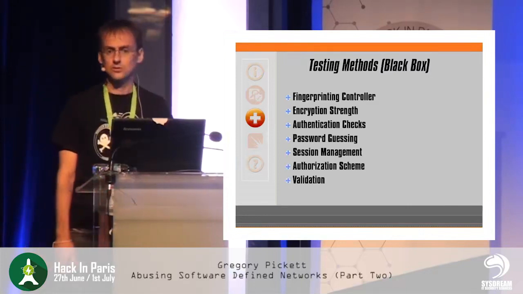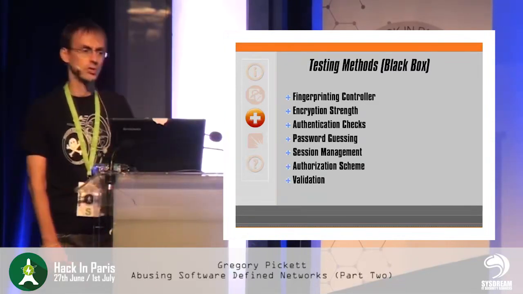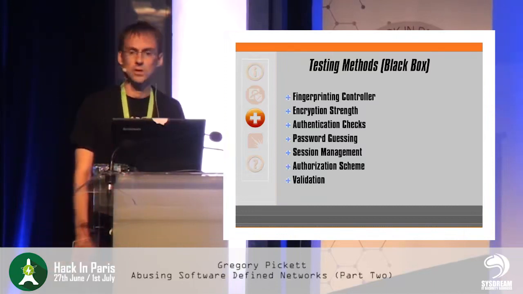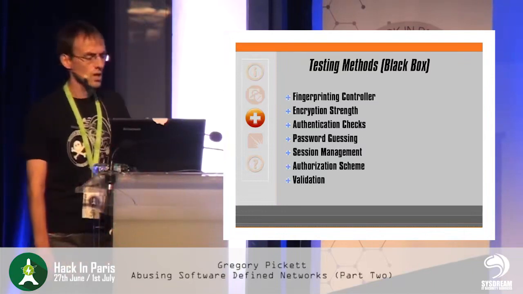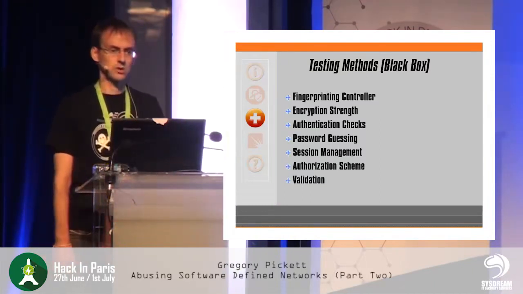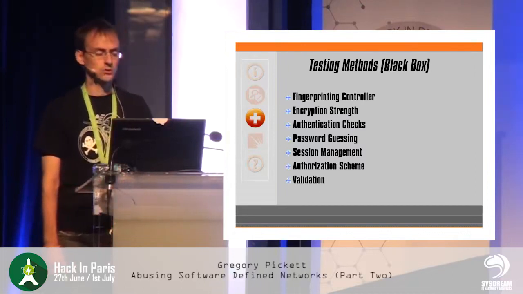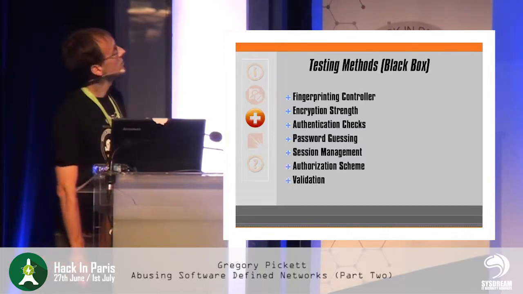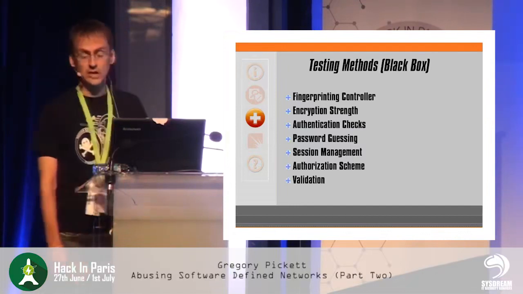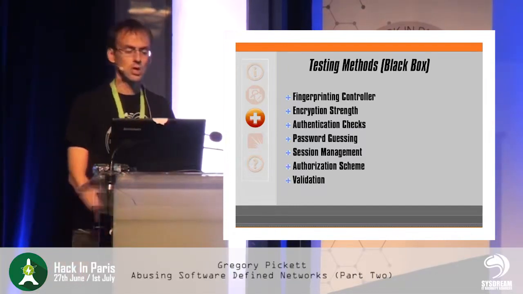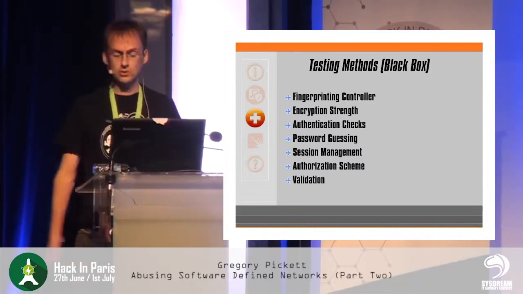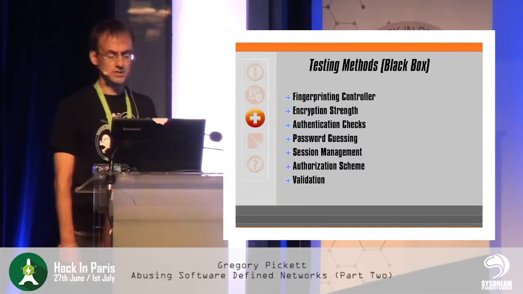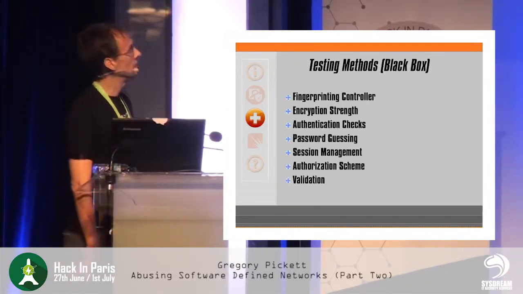So the first step in any sort of engagement, whether it's for a customer or internal, a lot of this is oriented toward testing these sorts of controllers before you put them in your environment, because you want to make sure there are no surprises. There's a lot riding on that controller, a lot to lose if it's compromised, so it's geared toward making sure we know if there are going to be any surprises. All right, so: fingerprinting the controller, looking at the encryption strength, authentication checks, and of course password guessing, time-consuming but necessary. Then looking at session management, authorization scheme, and validation.